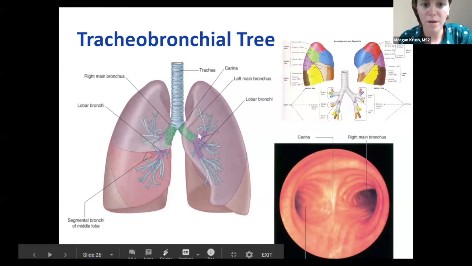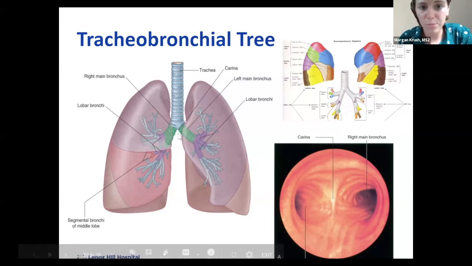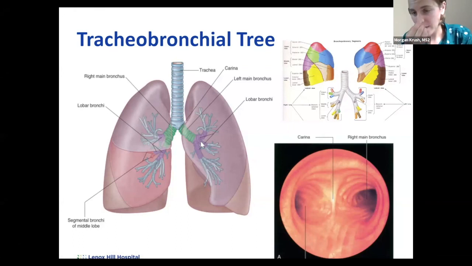And so then from there, the two main bronchi go off to be lobar bronchi. And that is, as their name implies, they supply each different lobe of the lung. So the right is going to have 3 and the left is going to have 2. And then they divide even further into the segmental bronchi. So that's going to split down here.